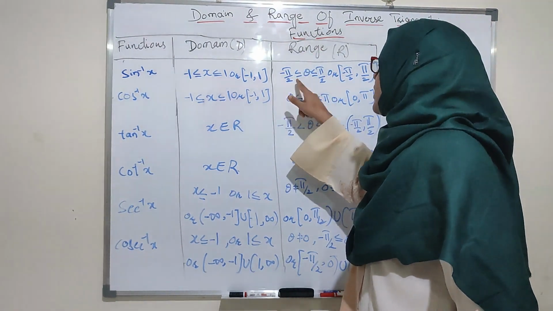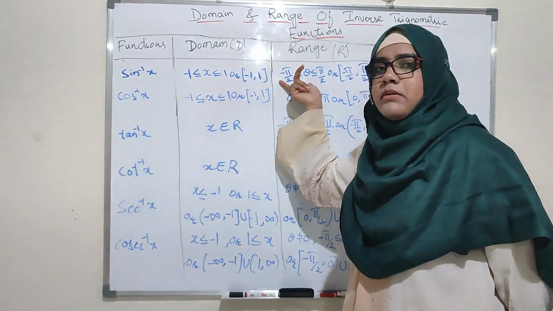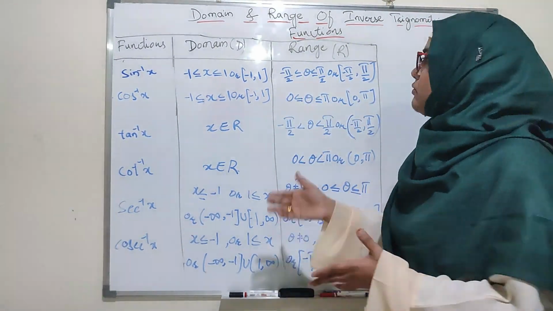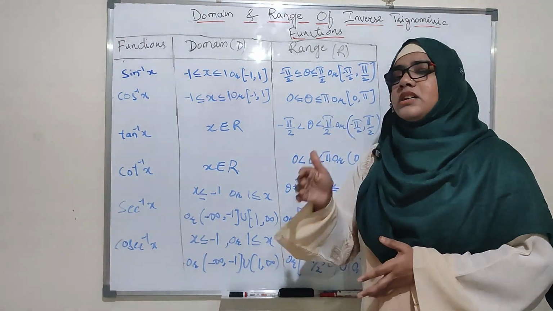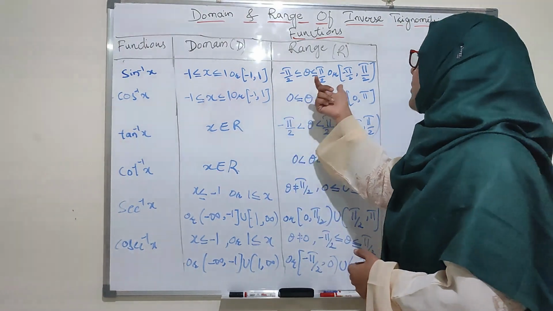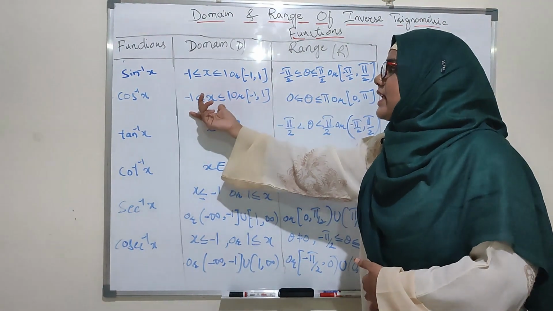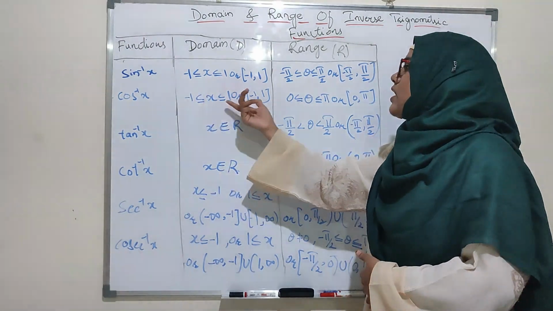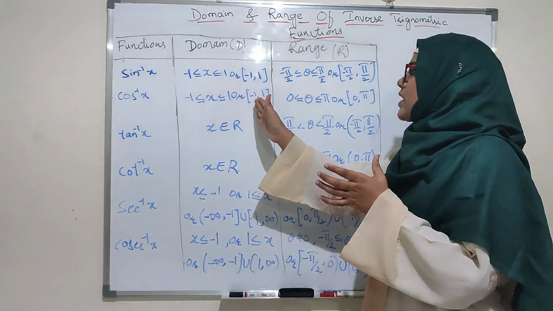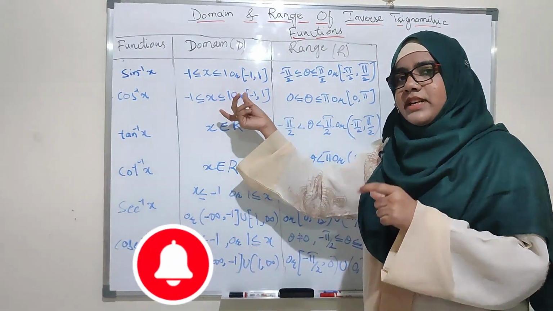The range is theta lies between minus pi by 2 and plus pi by 2, the closed interval pi by 2 and minus pi by 2. Closed interval means it includes pi by 2 and minus pi by 2. Similarly for cos inverse of x, x again lies between -1 and +1, the closed interval, which means it includes the points -1 and 1.